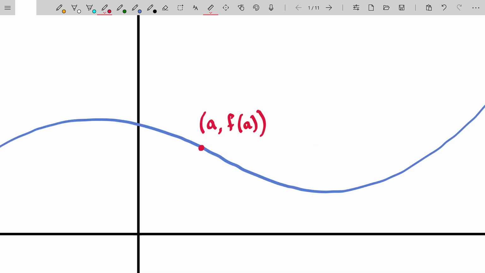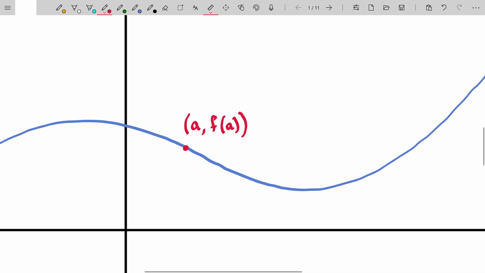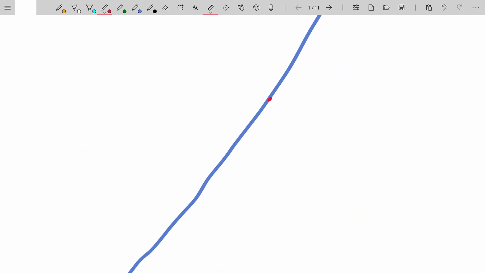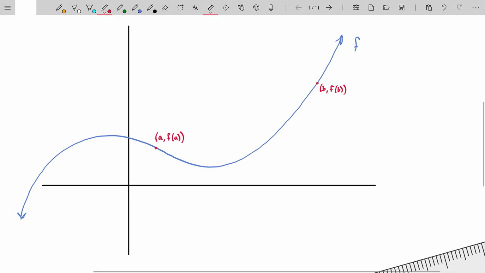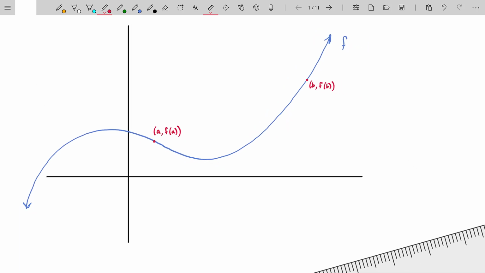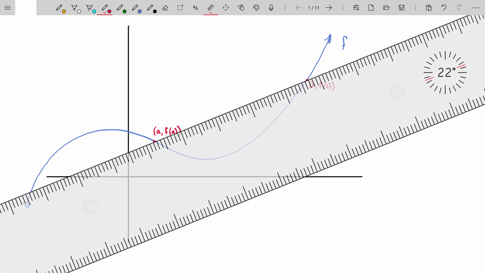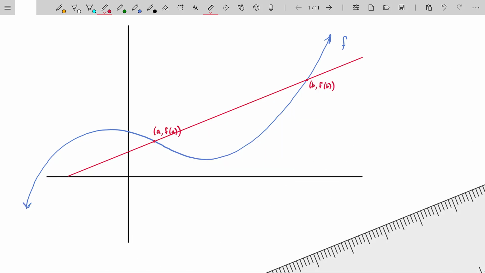Suppose that we have this point, a comma f of a. This exists on our curve f. And let's say later on we have another point. The other point, let's call that b comma f of b. So it's at x equals b, y is equal to f at b. Now that we have those 2 points labeled, we can really talk about the secant line going through those points. It's just a line connecting those 2 points. And so we just line this up, pun intended, and we go ahead and draw our line through that. That would be the secant line going through the points a comma f of a and b comma f of b.